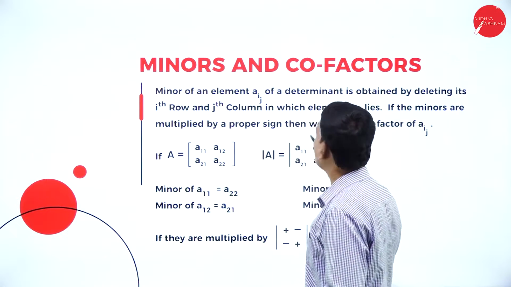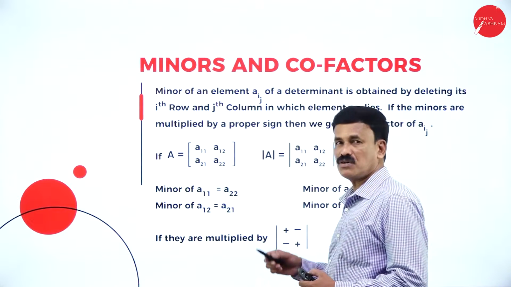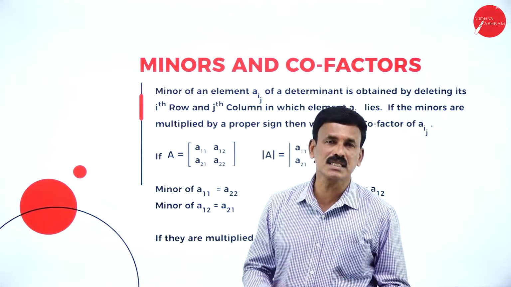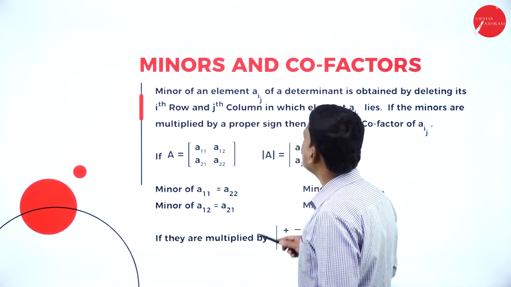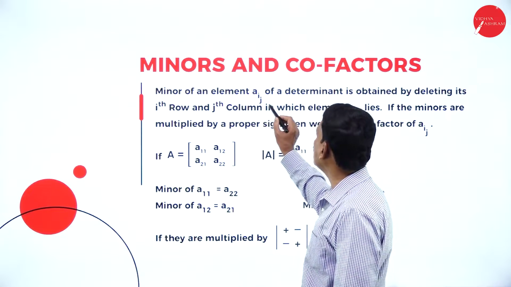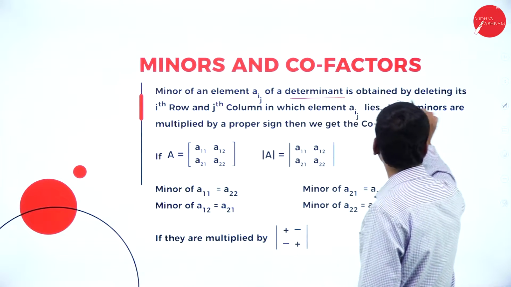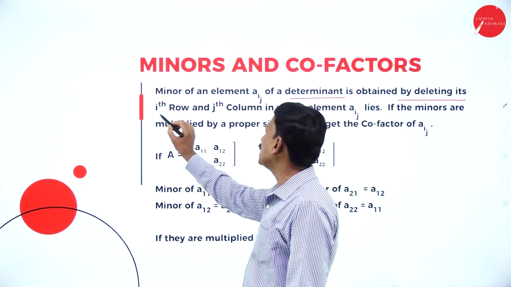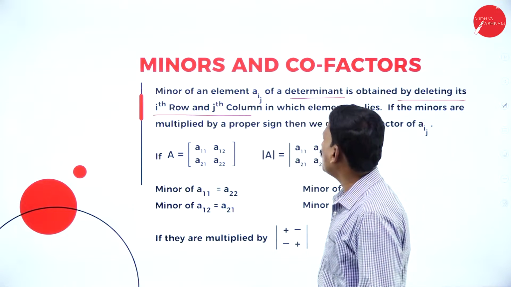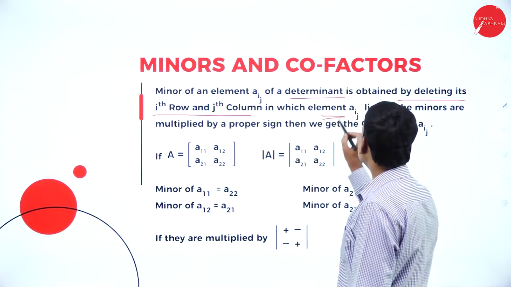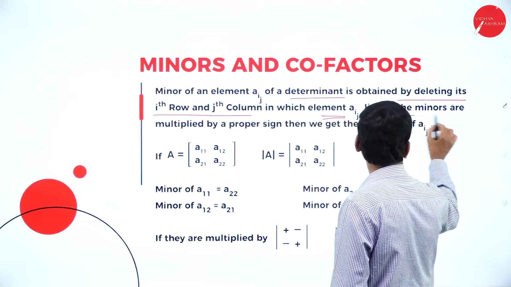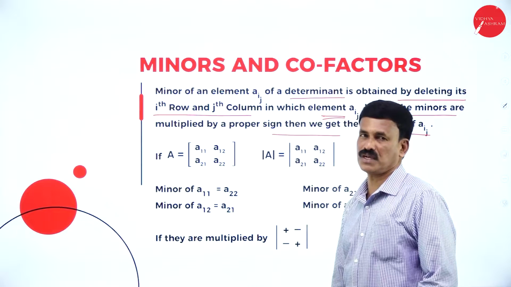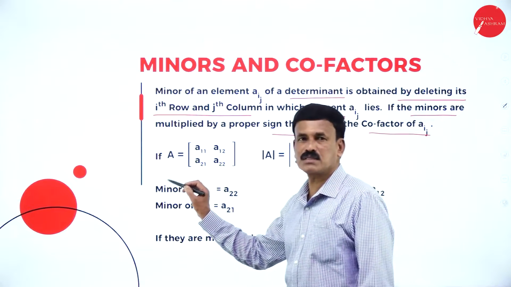Minors and cofactors of a square matrix. First of all, it is possible to find the minors and the cofactors only for a square matrix. Now, the minor of an element Aij of a determinant is obtained by deleting its ith row and jth column, by eliminating the ith row and jth column in which the element Aij lies. If the minors are multiplied by the proper sign, then we will get the cofactors. So, let us consider an example.